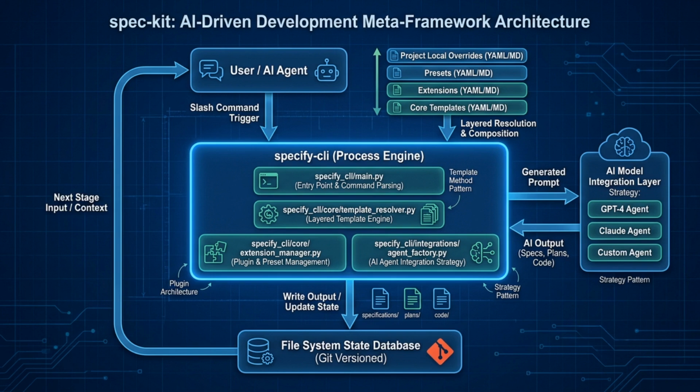Spec-Kit's unique angle is to make the specification itself an executable artifact. The spec is no longer just a suggestion. It becomes the first binding step in a structured, automated workflow that guides the AI all the way from a high-level concept to the final code. At its heart, Spec-Kit is a meta-framework for orchestrating AI development.